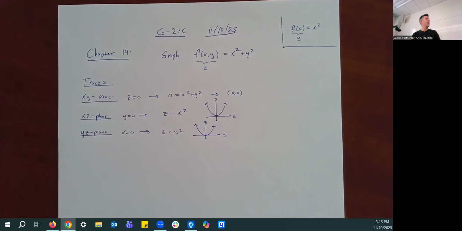The traces can be helpful. So I would say you can kind of imagine on the YZ plane, you've got a parabola doing this. In the XZ plane, you've got a parabola doing this. So you're kind of trying to superimpose those two parabolas that are perpendicular to each other on the same three-dimensional coordinate axis system to get the shape we're looking at. But what is also really helpful is to look at the level curves or the contours.